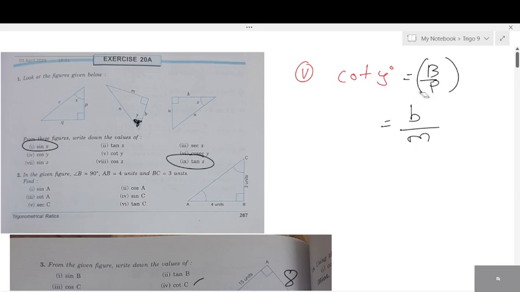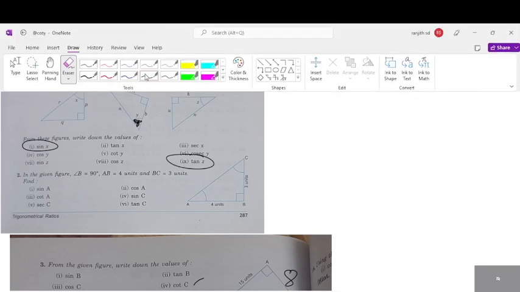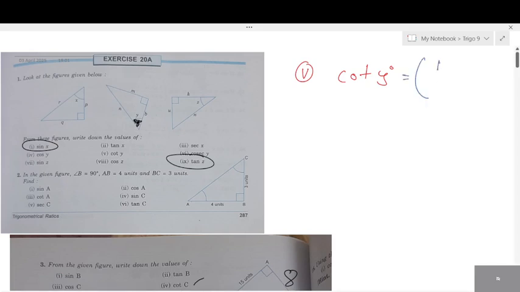I've solved one question. You can directly write B by M as the answer. Don't need to write the formula. B by M is the answer. Solve sin X, tan Z. Your alphabets are given, that's the answer. If numbers are given, write numbers, that will be the answer.